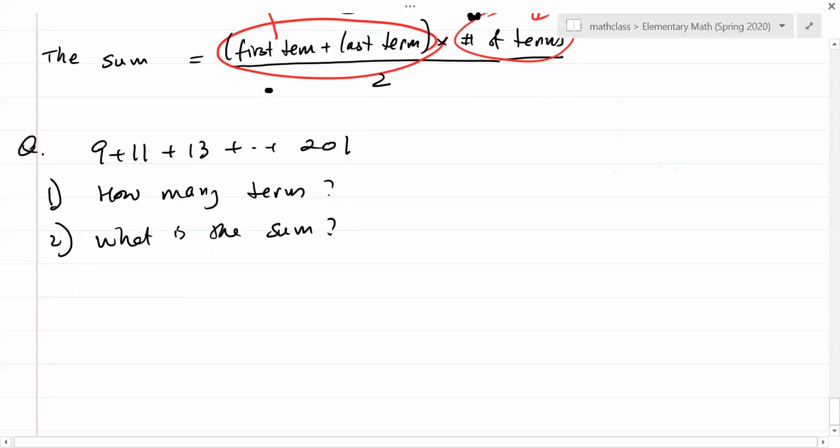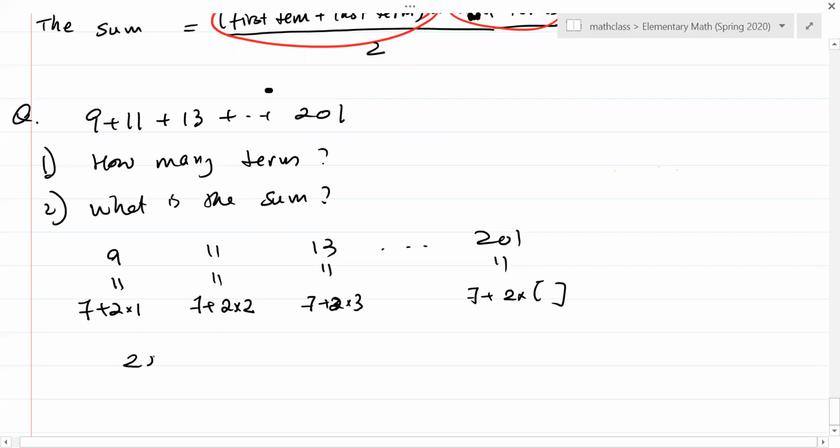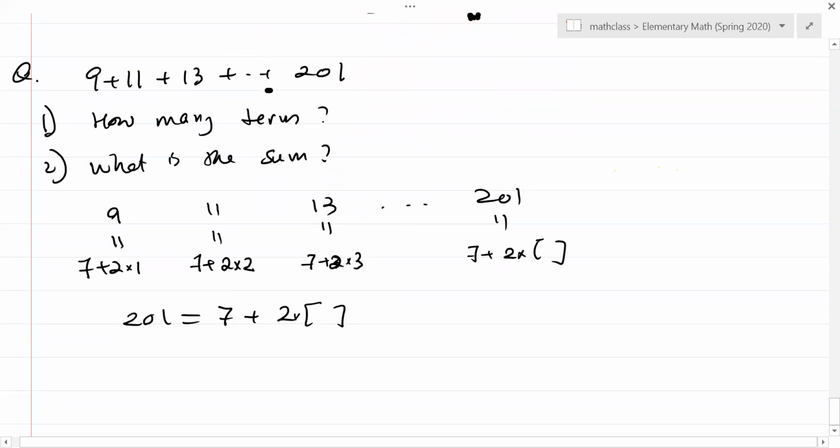It is always increased by 2. So 9 is going to be 7 plus 2, right? 11, you add another 2, so you double. 13, you add another 2, you get triple. And for 201, you need to figure out how many 2's you add. So you have to solve the equation: 201 equals 7 plus 2 times this number. We don't know. It's a mystery, right? So first thing is 201 minus 7.